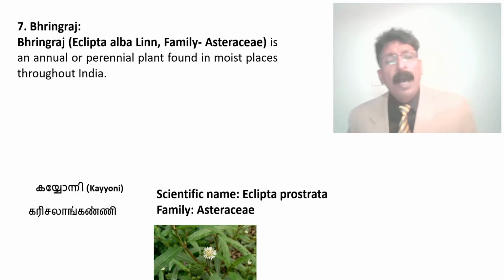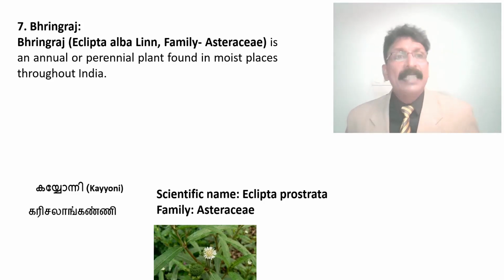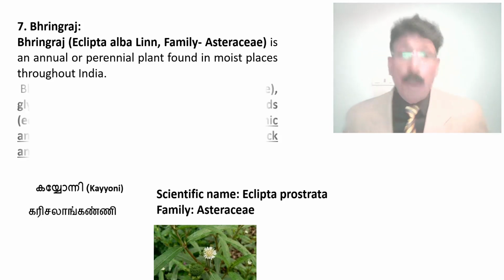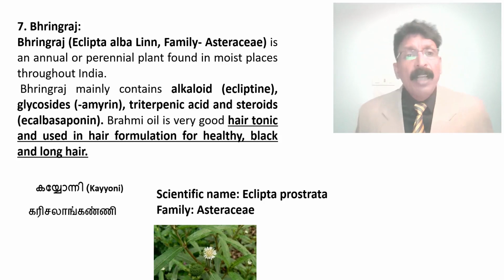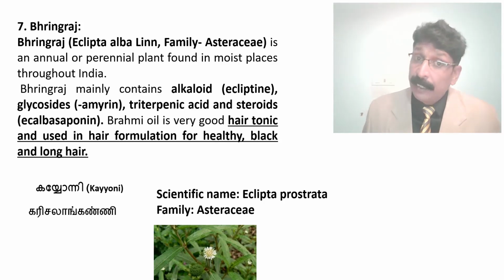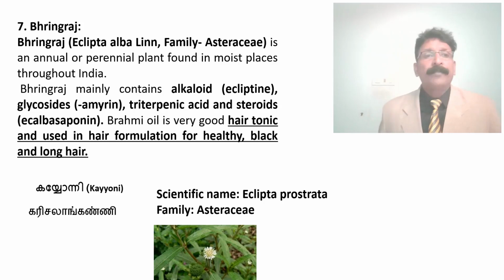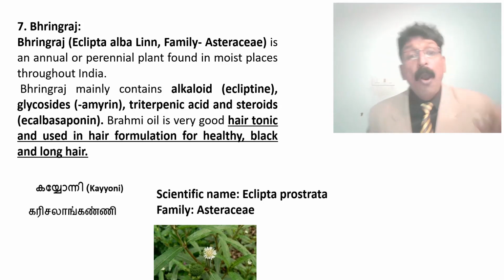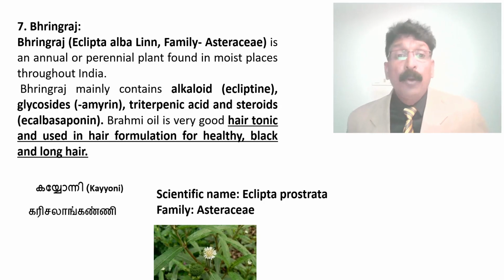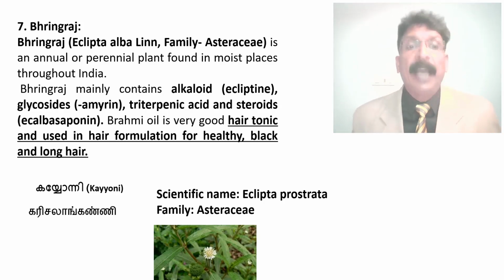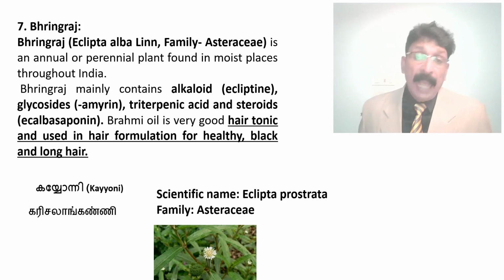Eclipta alba, Linn, family Asteraceae, is an annual and perennial plant found in moist places throughout India. Bhringraj mainly contains alkaloid ecliptine, glycosides, amyrin, triterpenic acid and steroids, and eclabasaponin. Bhringraj oil is a very good hair tonic and used in hair formulations for healthy, black and long hair.